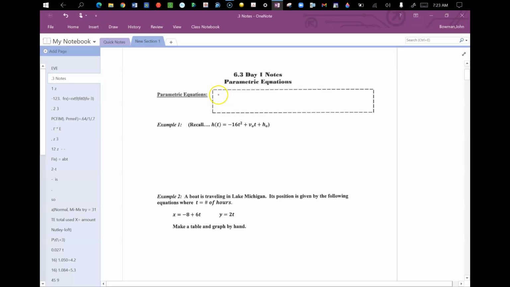So let's write that down. Sets of equations that define x and y in terms of a third variable, the parameter.